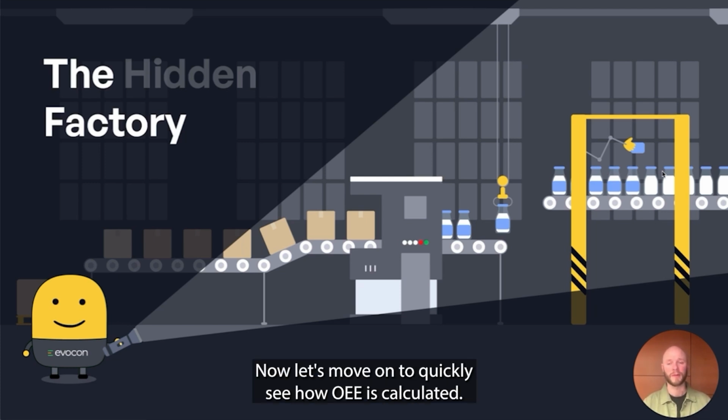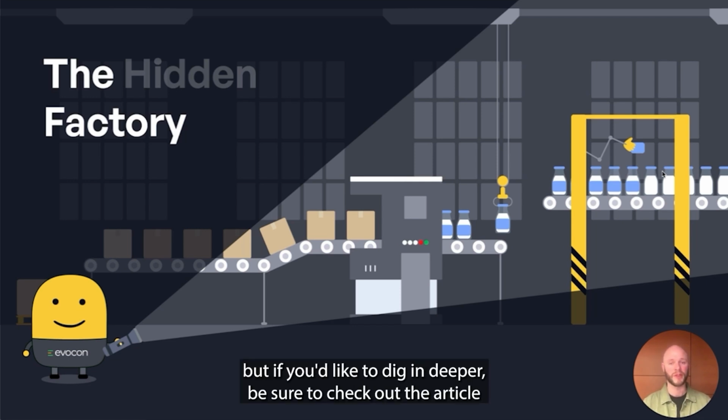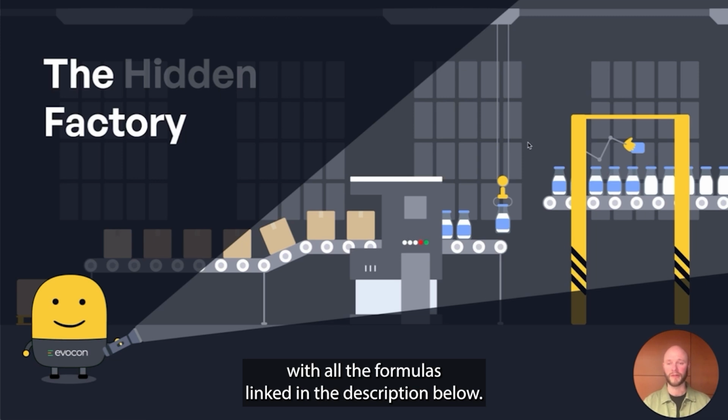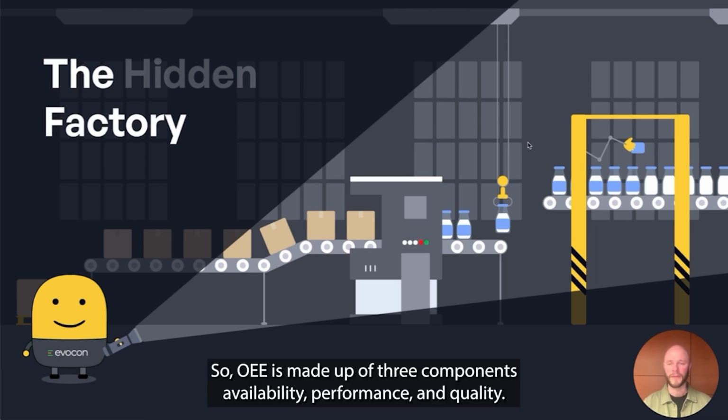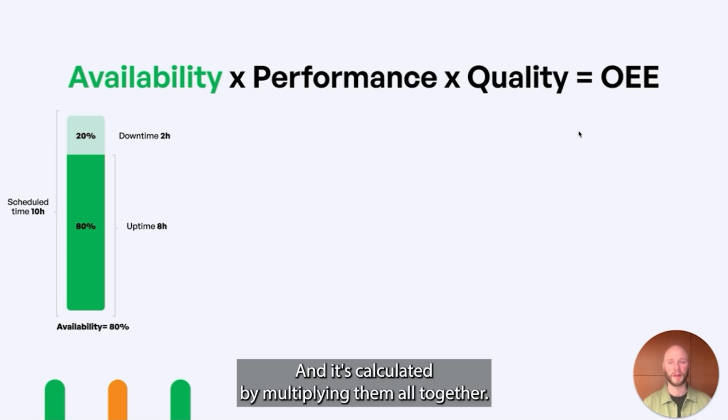Now let's move on to quickly see how OEE is calculated. We're just going to have a high-level overview, but if you'd like to dig in deeper, be sure to check out the article with all the formulas linked in the description below. So, OEE is made up of three components: availability, performance and quality, and it's calculated by multiplying them all together.